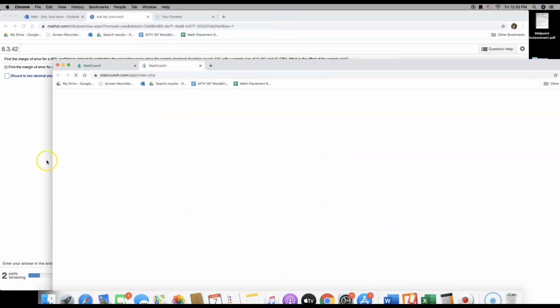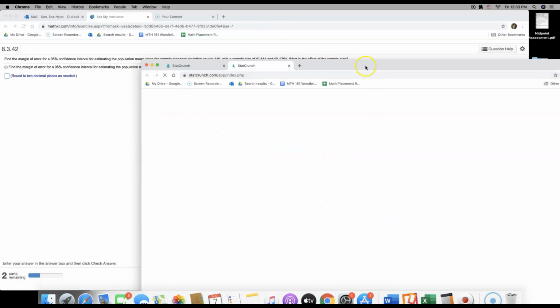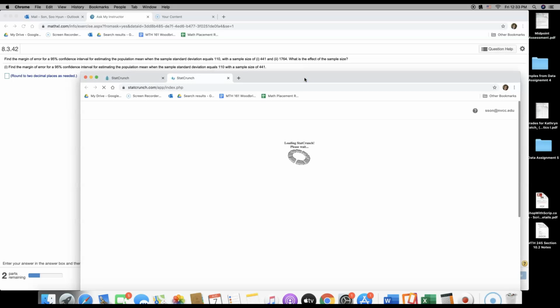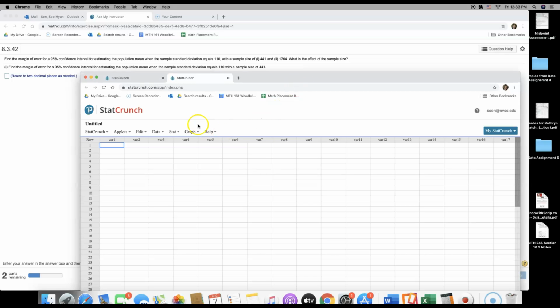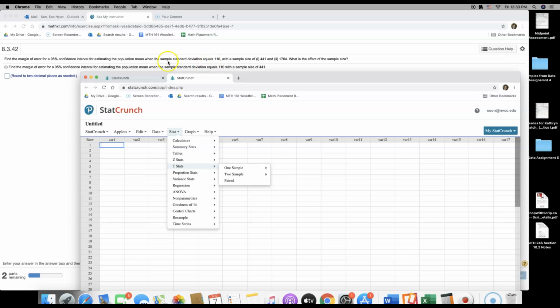I was doing other problems for other students who emailed me about other homework problems, but I got StatCrunch open. What I'm going to do is go into T-stat, right? Because we do not know the population standard deviation. You may wonder, what do you mean? We do know a standard deviation, but it's the sample standard deviation. We don't have the population standard deviation. In that case, you have to do T-stat, one sample, and we're going to click on With Summary. And I'll tell you what we have and what we don't have.